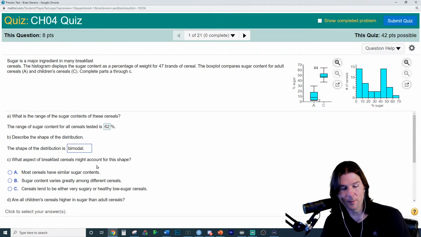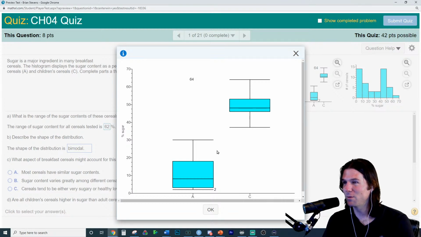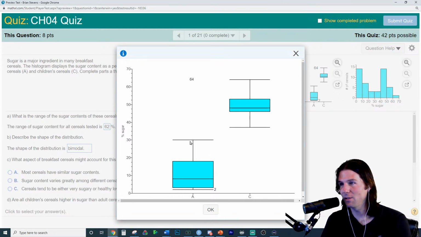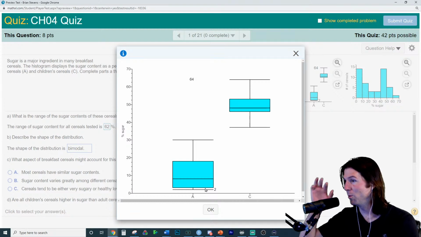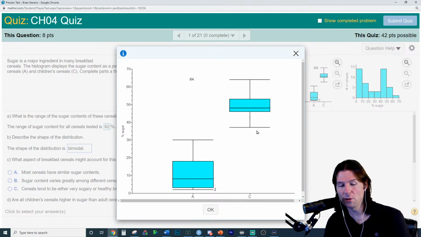What aspects of the cereal might account for the shape? Well, I love some Lucky Charms. If you look at this, we've got here the adult cereals, which are horrible, and the children's cereals, which are great. So you see the amount of sugar. I think it says percent sugar. Children's cereal might just be sugar coated something, because this is almost all sugar. And then down here, you've got something like Fiber One or something horrible that I don't want to eat. So the range of cereals is very different for children versus adults' cereals.